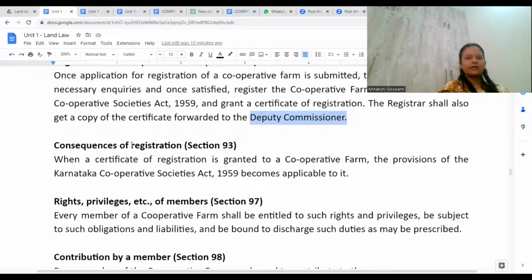Now the property got registered, the cooperative society is formed, it got registered. Now consequences of registration under section 93. When a certificate of registration is granted to a cooperative farm, the provisions of the Karnataka Cooperative Societies Act become applicable to it. So it is a registered cooperative society under this legislation, the Karnataka Cooperative Societies Act, and the provisions of this legislation are going to apply.